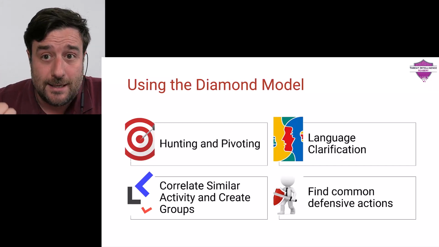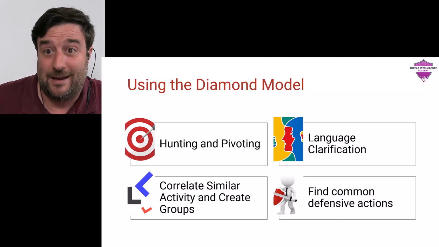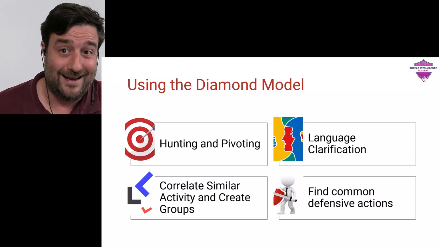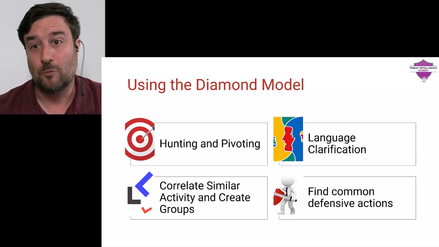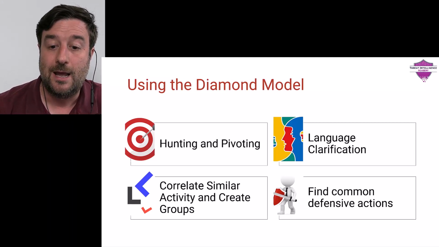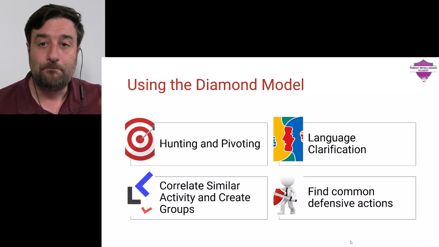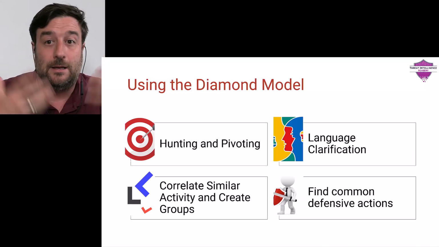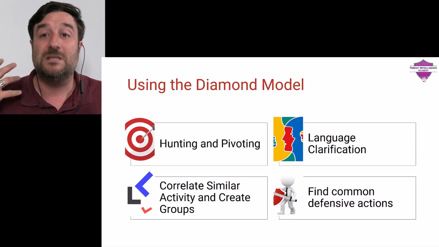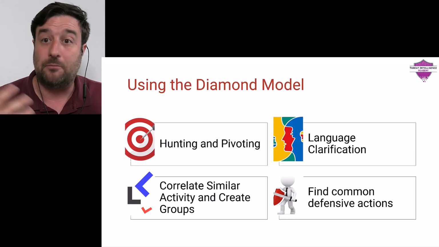So threat hunting, how do I find threats to begin with? How do I correlate threats together to say this is like this? How do I get to faster, more efficient defensive recommendations? And then how do I communicate better? Right? Because we're going to be thinking and communicating in the same headspace. We're going to be using the diamond model together to talk about how our analytic process works.